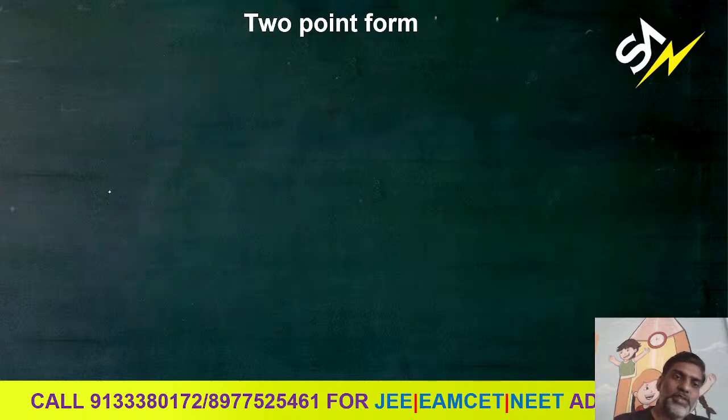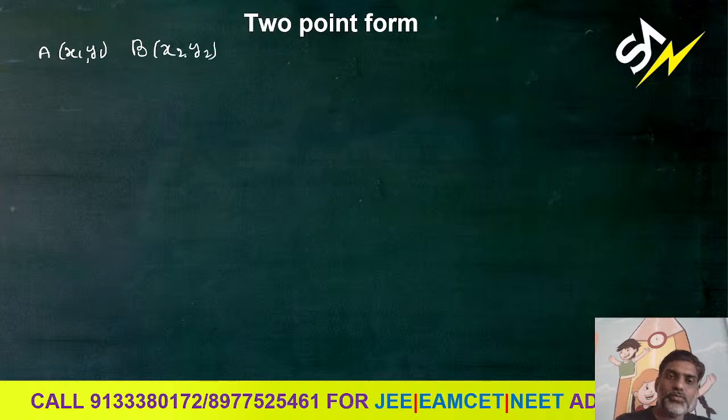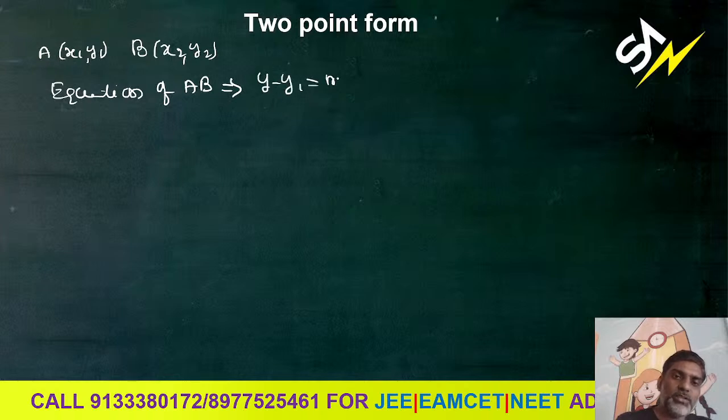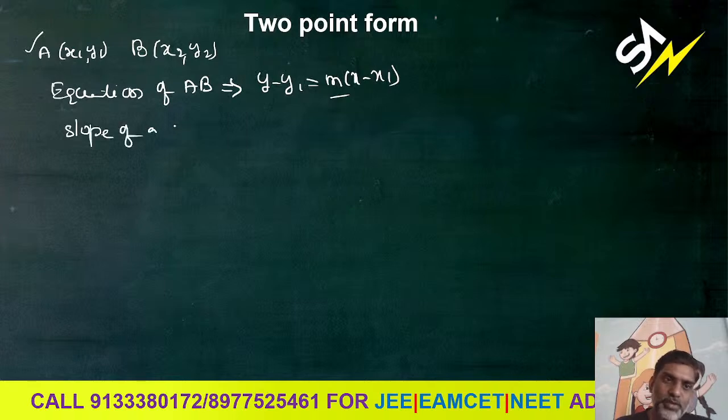Next one is the two-point form of a line. When two points are given, let us take the two points A as x1, y1 and B as x2, y2. Then the equation of AB: already we have learned y minus y1 equals m times x minus x1, passing through the first point and having slope m. So here let us calculate the slope of line AB first.